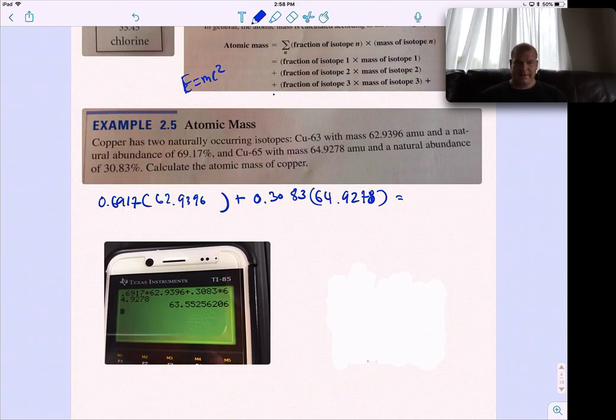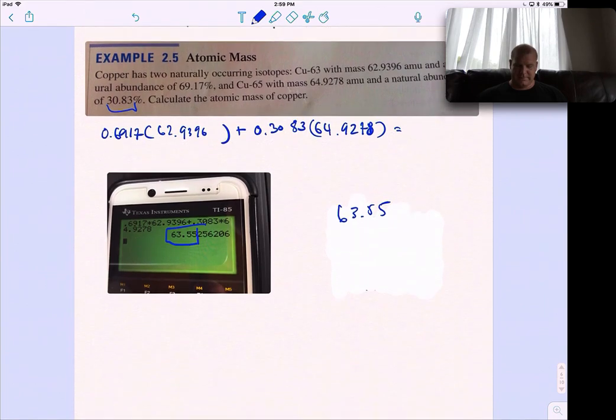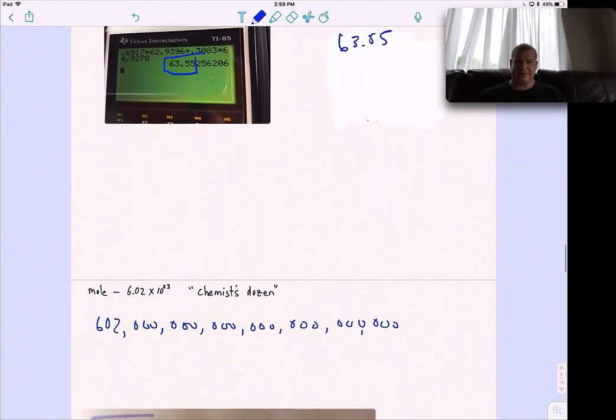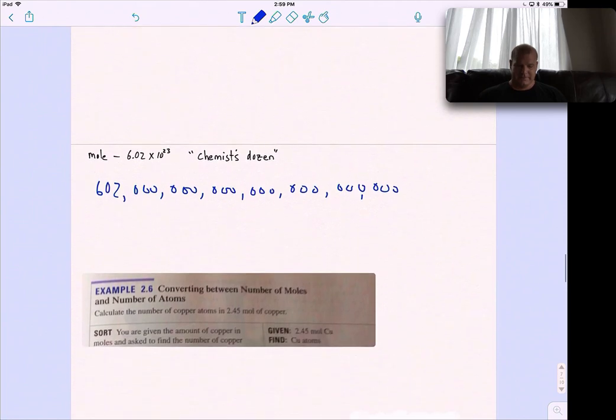Okay, and so coming back here, I put it in a calculator, and we have 4 sig figs from this measurement. So we have the mass of 63.55. And that is the number that's in the bottom of copper. So that's the weighted average of the mass then for copper.